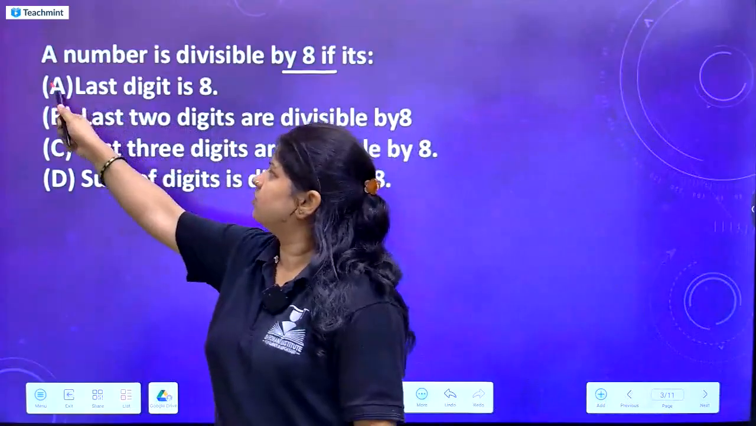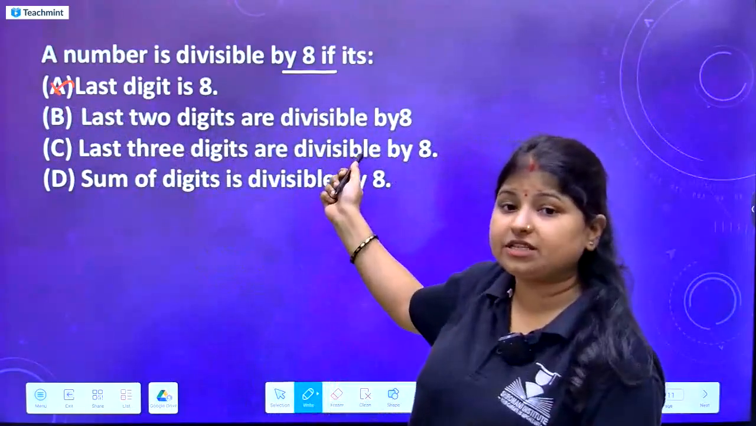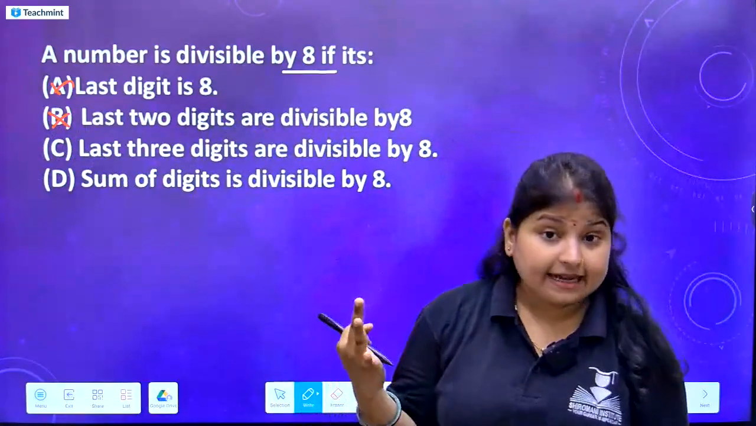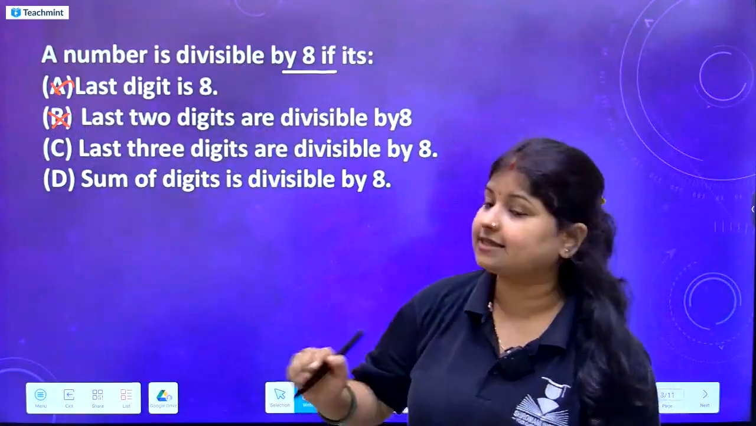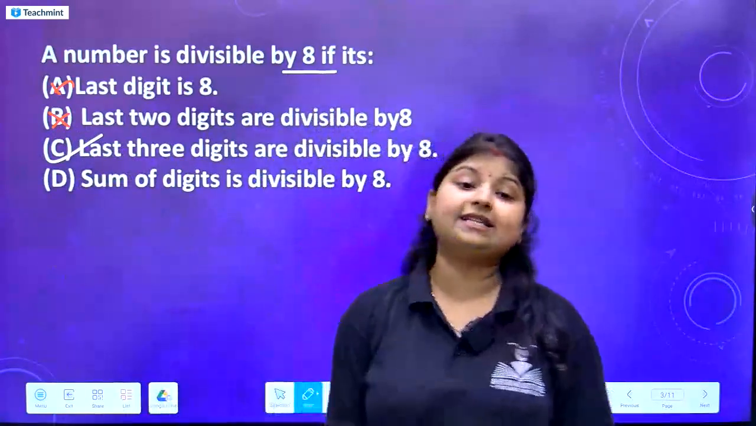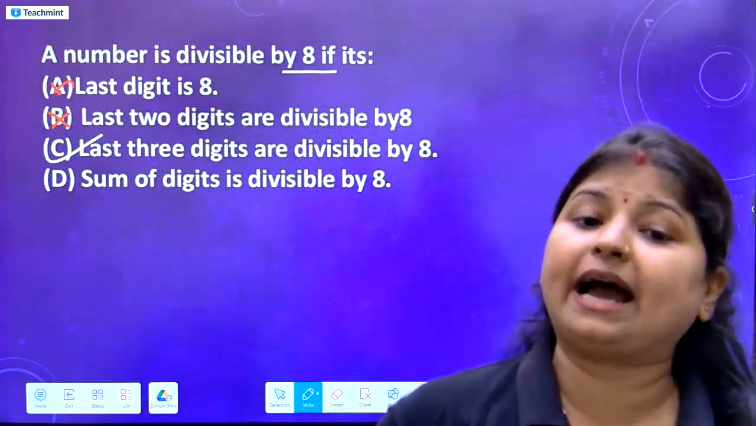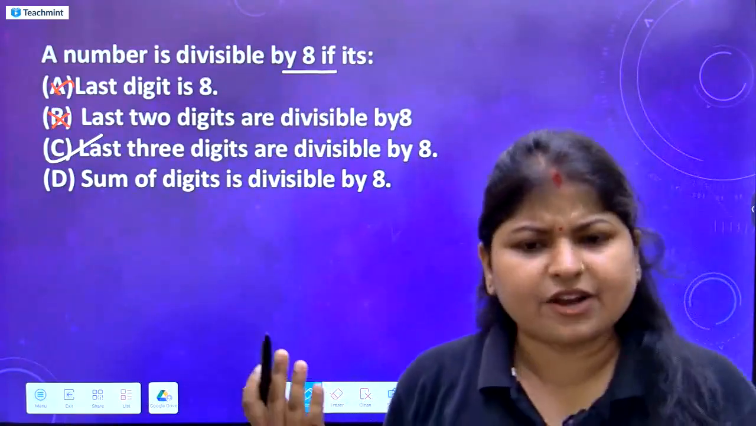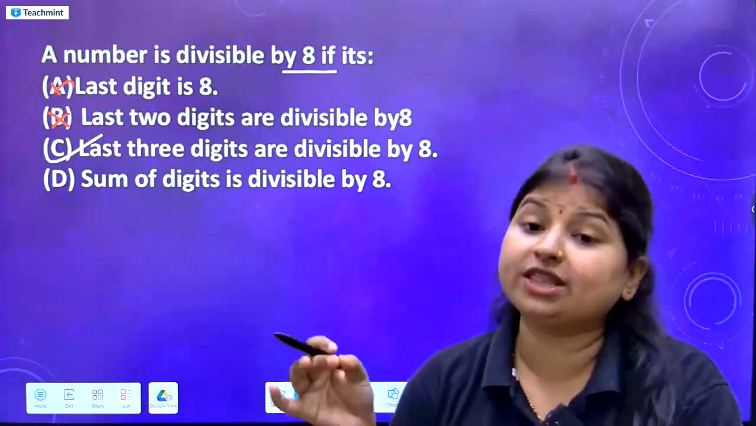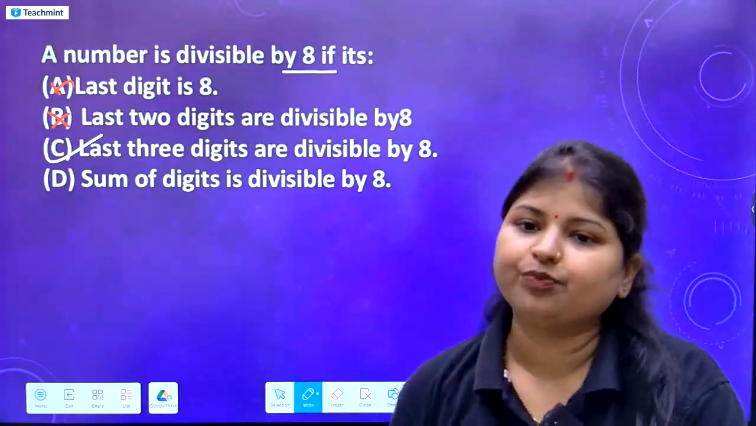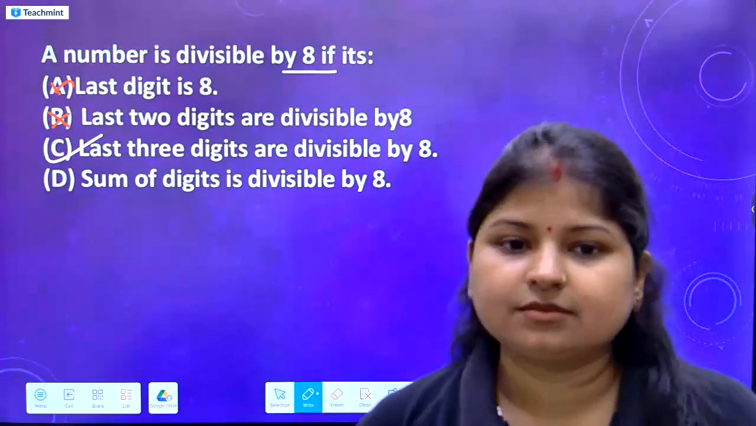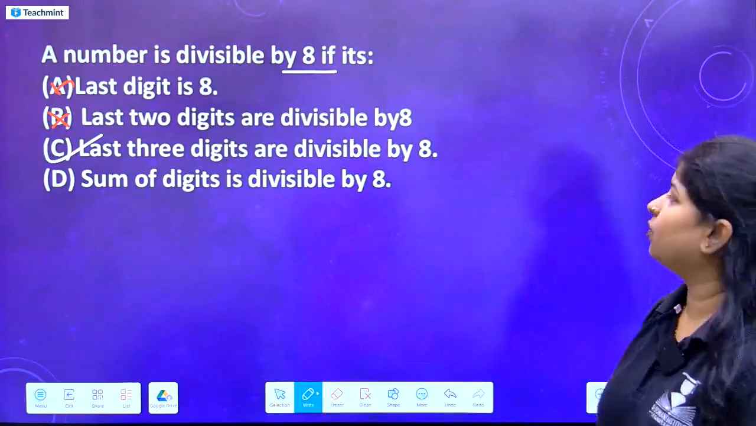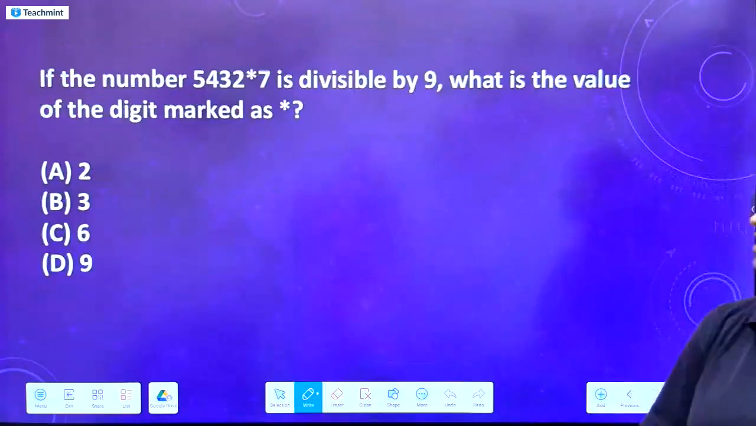No. Last 2 digits divisible by 8? No. Last 3 digits divisible by 8? Yes. Last 3 digits should be divisible by 8. Only then the number is divisible by 8. And this is the rule. This wasn't any question. This was the rule. Any doubt, beta? Anyone? No one? Okay. If no one, then go for the next question.